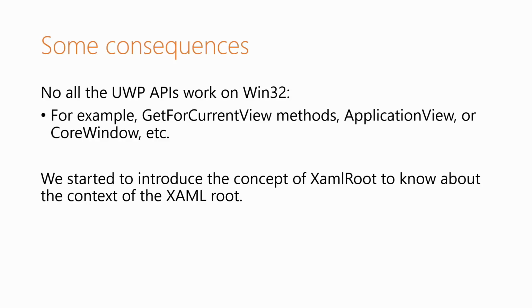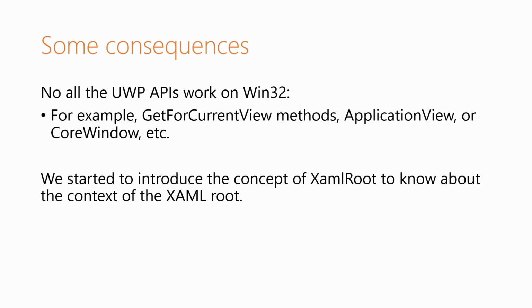And things, for example, like the get current view method, which we have a bunch of in the platform. Application view is a concept which is coupled with the core window concept, and more APIs don't make sense in the Win32 world, right? Well, it's not that they don't entirely make sense. It's just that they don't cover all the scenarios people want to do, right?